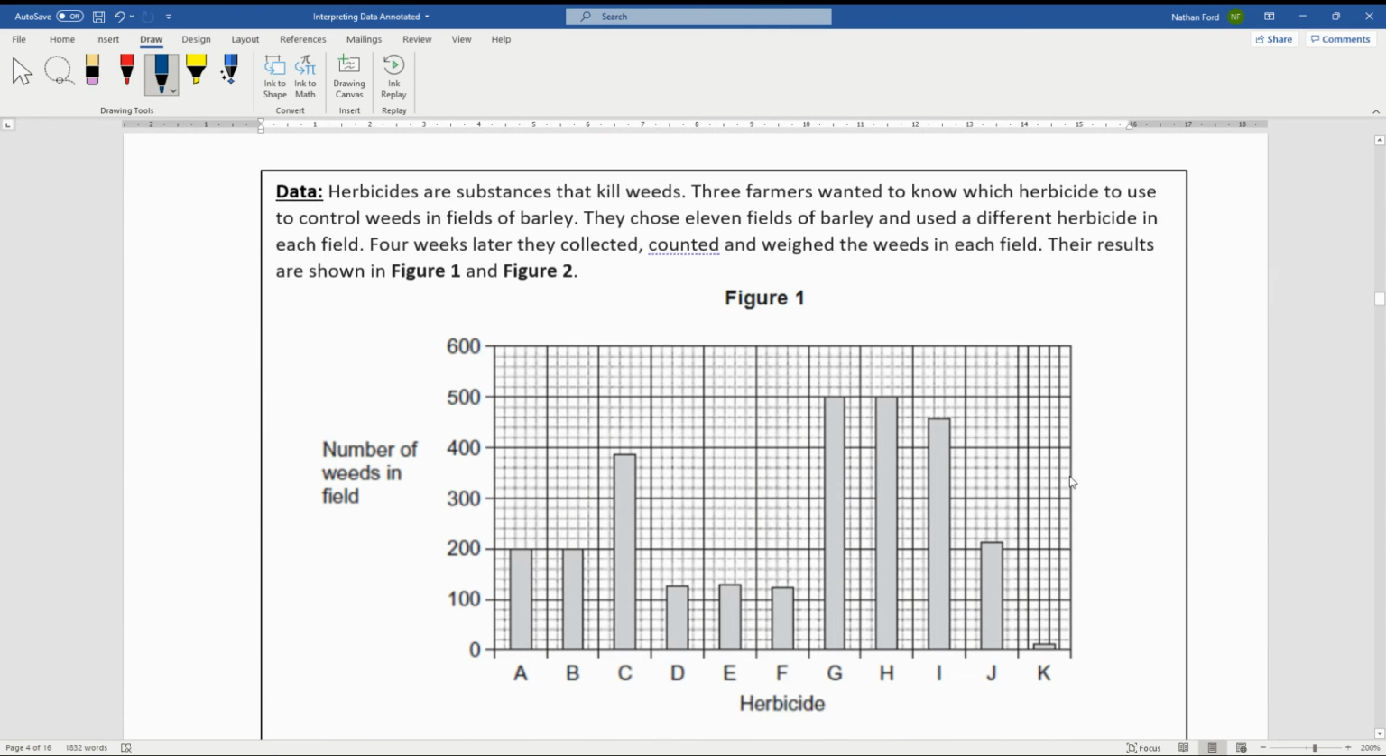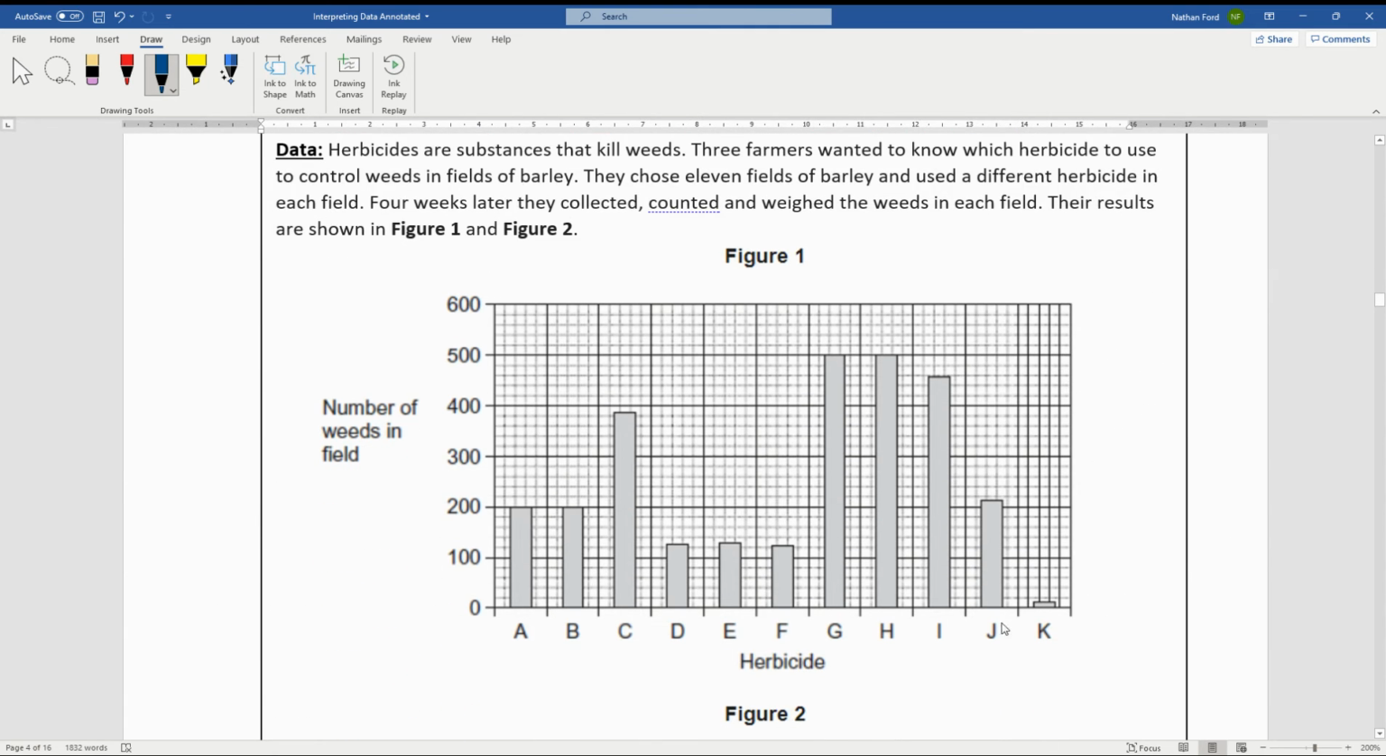Now on this one, it's a bar chart. Bar charts are really useful, and we'll talk about this when you're expressing data, but bar charts are very good for talking about nominal data. Even though we've labeled all these herbicides A to K, they're going to have names, and which one we put first doesn't matter. So that's why it's nominal.